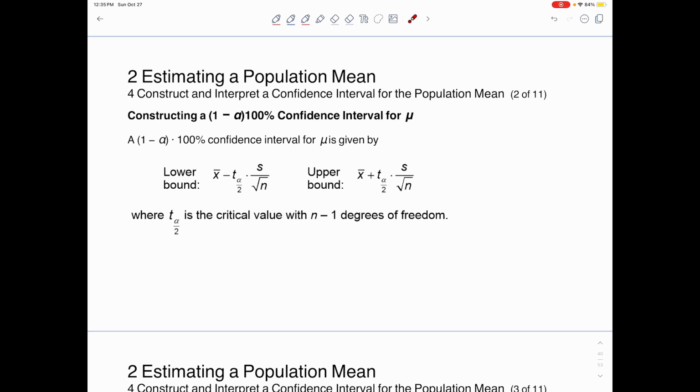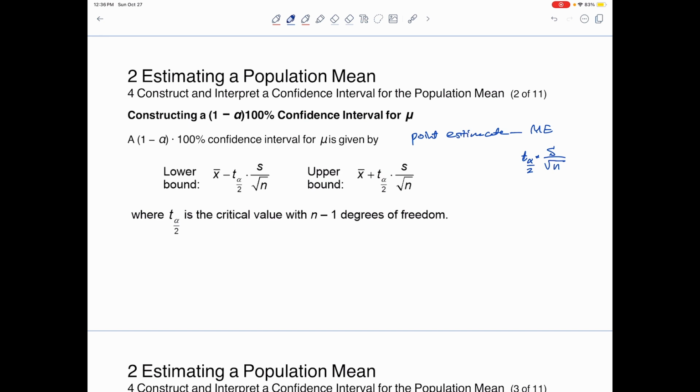We're going to construct a (1 minus alpha) times 100% confidence interval for the population mean by using these steps. We're going to compute the lower bound, which is the point estimate minus the margin of error. The margin of error in this case is equal to the t-score of alpha divided by 2 times the standard error, which is standard deviation divided by the square root of the sample size.